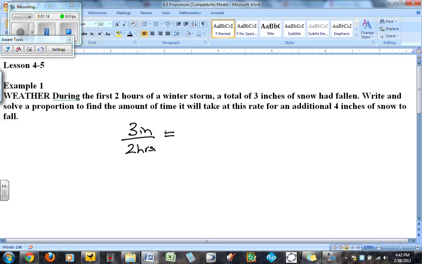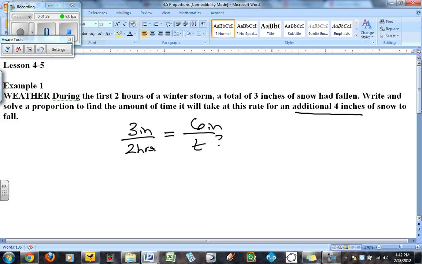Remember, when we write our rates, typically time is going to be on the bottom. We want to write and solve a proportion to find the amount of time it will take at this rate for an additional 4 inches. So that means we're going to want 6 total inches in how much time? So we're solving for time. This is a proportion, so they're equal to each other.